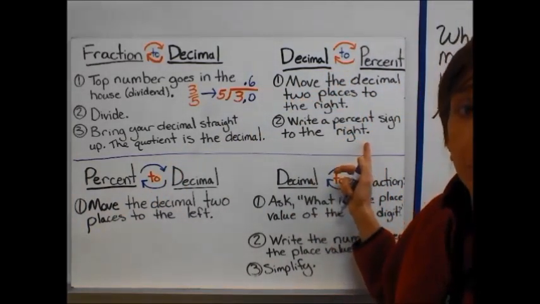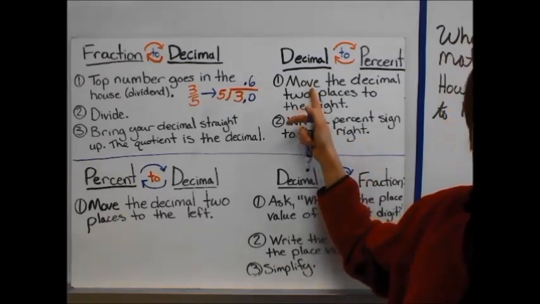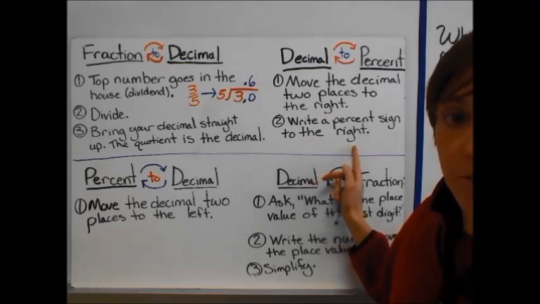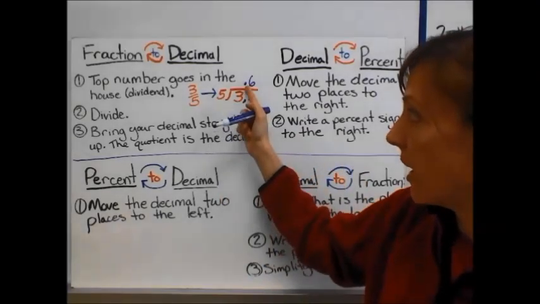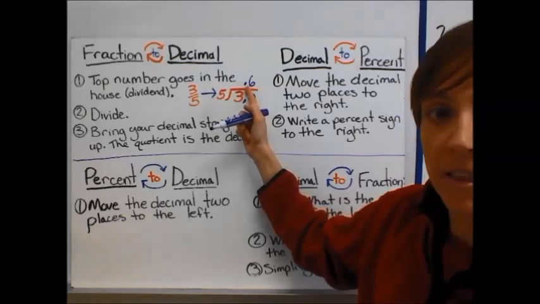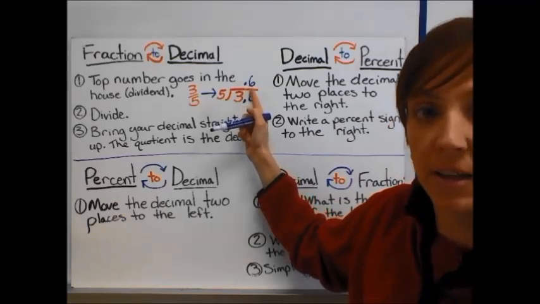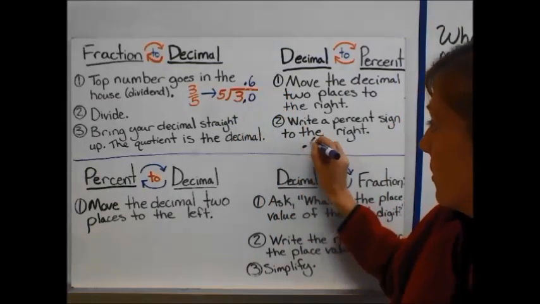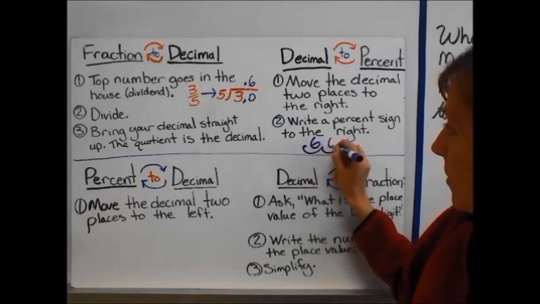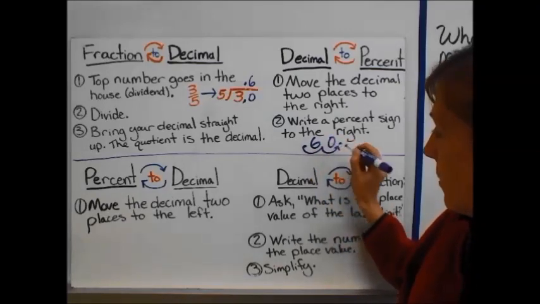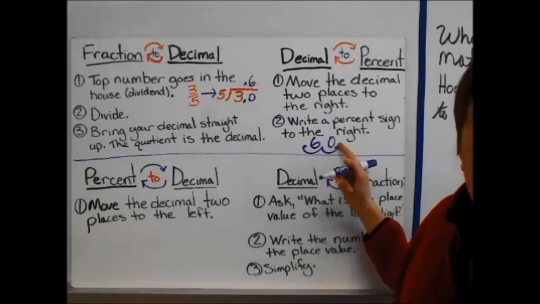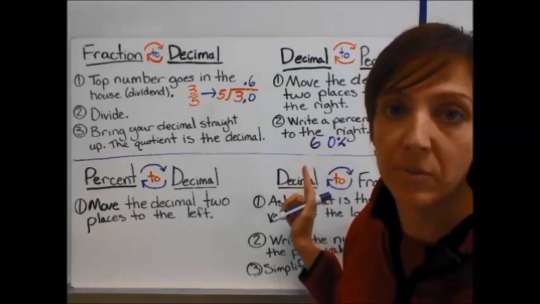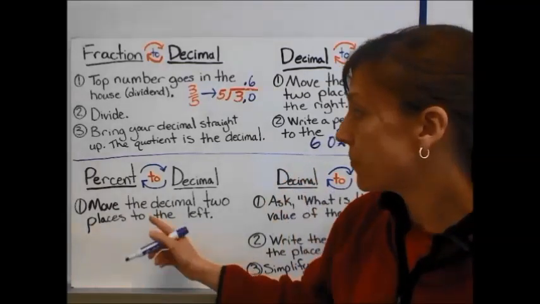When converting a decimal into a percent, you're going to move the decimal 2 places to the right. Write a percent sign to the right. So here I am. In the last one, I got 6/10 as my decimal number, and I'm going to move that decimal 2 places to the right. 1, 2. My decimal goes here, and I'm going to put a percent sign where my decimal is. Okay, instead of having 0.6 or 6/10, now I have 60%, which means 60 out of 100.